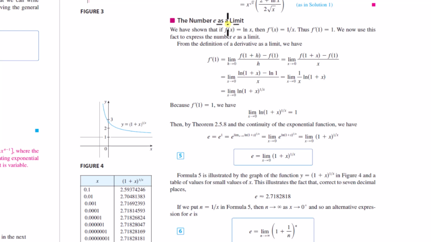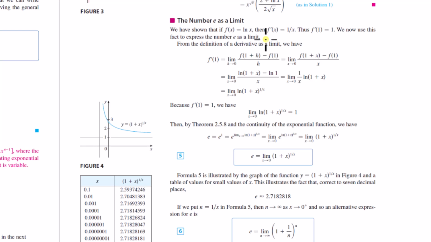The number e as a limit. We have shown that if f of x is equal to natural log of x, then f prime is 1 over x. Thus, f prime of 1 is equal to 1, right? F prime of 1 is equal to 1. We now use this fact to express the number e as a limit. So they want to write the definition of e as a limit.